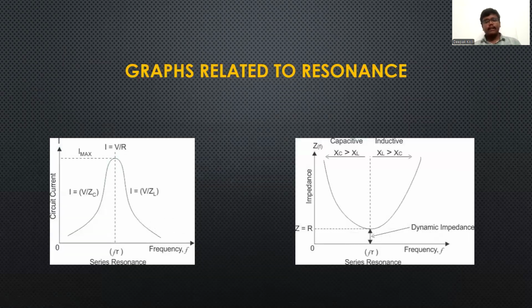And here are some graphs which are related to the resonance. The first graph represents the current versus frequency at resonance. As we know, the current attains its maximum value when it hits its resonance condition. And the second graph represents the graph between impedance versus frequency. The impedance graph gets its minimum value at resonance frequency, and before resonance frequency and after resonance frequency it will increase.